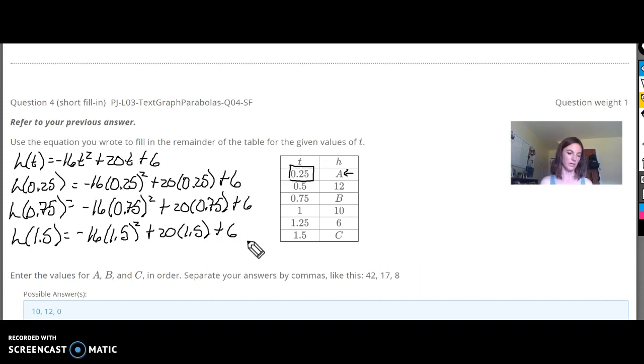When I do the first one, 0.25 squared times negative 16 gives me a negative 1, plus 20 times 0.25, so plus 5, and then plus 6, so plus 11 basically, is 10. So my h at 0.25 equals 10. 0.75 squared times negative 16 is a negative 9, plus 20 times 0.75, which is 15, and 6 is 12.